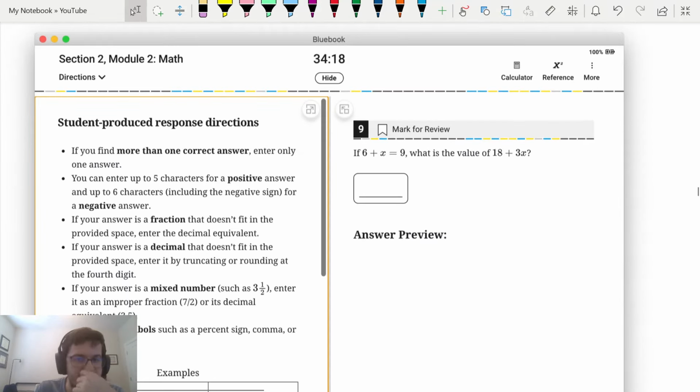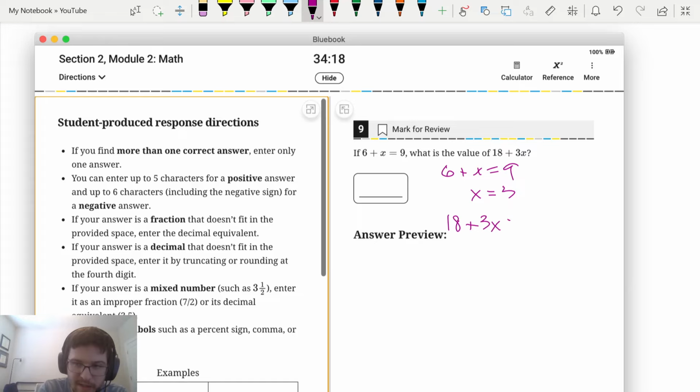Okay, so for this one, you could either solve for x and plug it in, or you could recognize that to turn 6 plus x into 18 plus 3x, you can just multiply by 3. So why don't I do both ways? So 6 plus x equals 9. So if I subtract 6, I get x equals 3. And then I can do 18 plus 3x equals 18 plus 3 times 3, which equals 27.